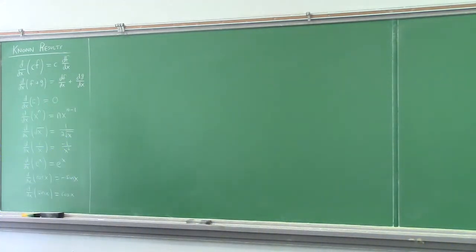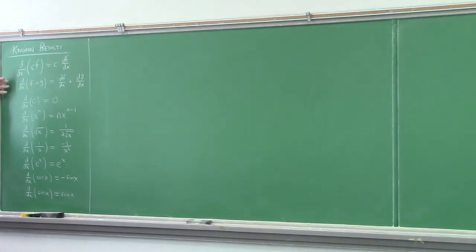So just to get us started here, remind you, these are basic rules of differentiation we already know, right? We pull out a constant, we can break up across sums. The derivative of a constant is 0, right? I'm assuming C is a constant here. This is the power rule. Derivative of x to the n is nx to the n minus 1.